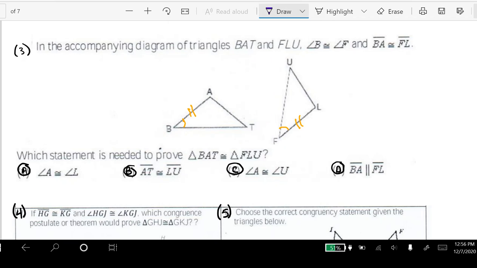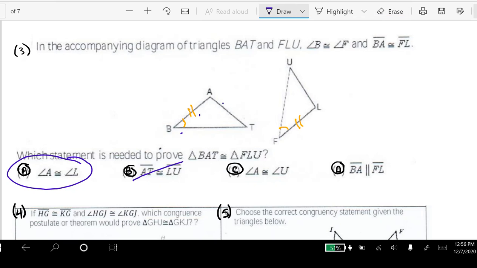So if I started with the first one, angle A is congruent to angle L. That would work. That's obviously our answer already. That would be our angle, side, angle at that point. Let's just see why the other ones aren't the option. If I put AT is congruent to LU, I would have that SSA set up, which doesn't work. So that's not going to work.